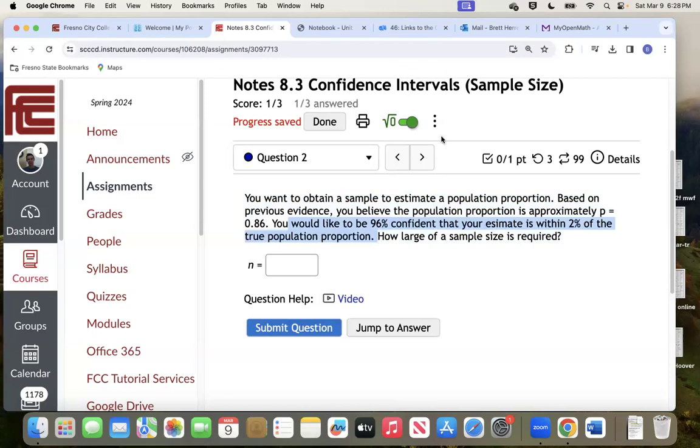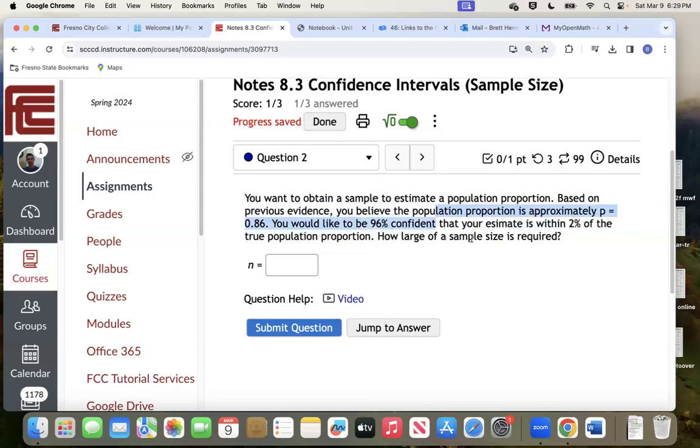So the question is, how large of a sample size is required? Like how many patients do you have to try it out on? If you're going to do a study, do you have to do it on 100 patients, 1,000 patients, 10,000 patients? How many patients have to try out the new treatment to figure out what the percentage cured is going to be within 2% of what it'll really be, and we want to be 96% confident.